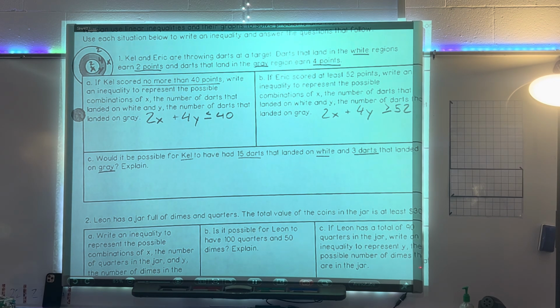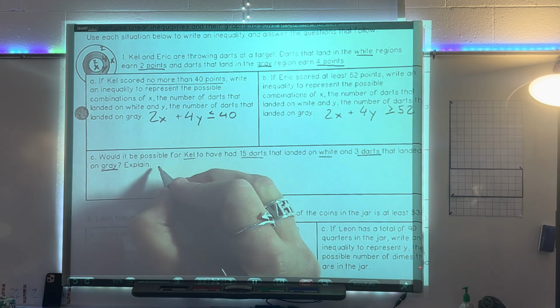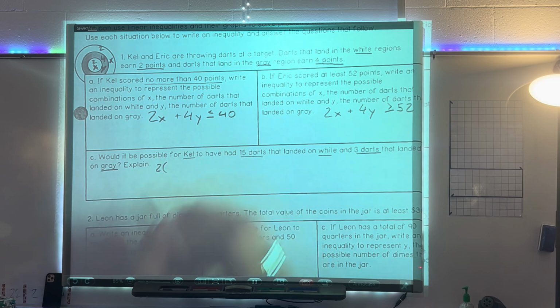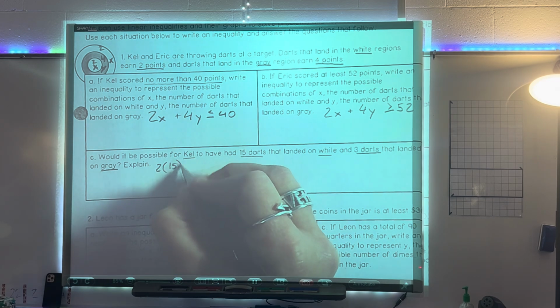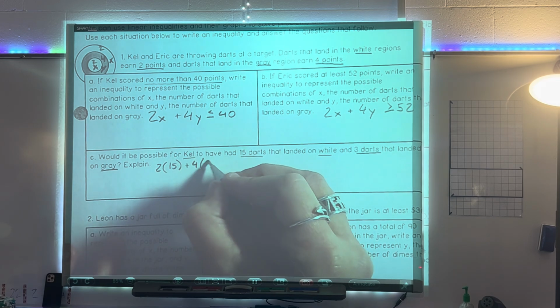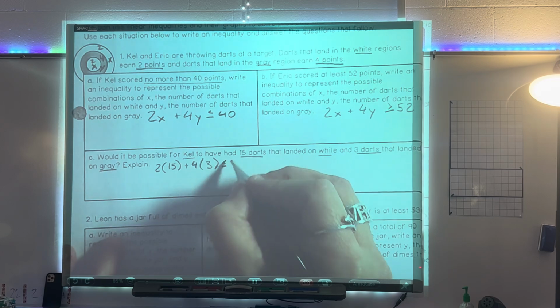I'm gonna plug it in there, alright? So what is that gonna look like? 2 times 15, plus 4 times 3 is less than or equal to 40.